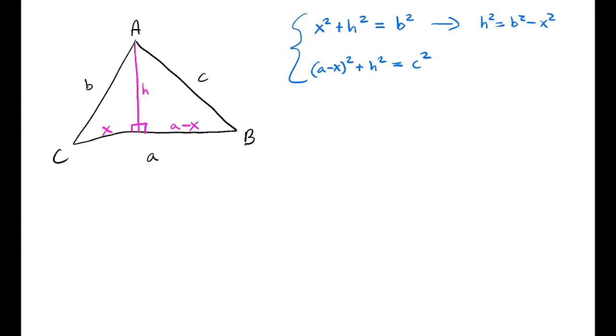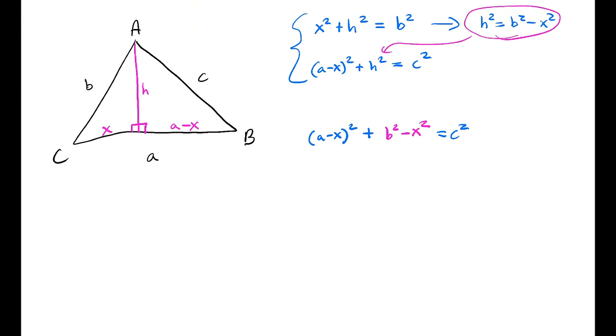So now I'm combining the two, eliminating the variable h, and what we get here, just restating the second equation, is a minus x squared plus, and now I can substitute. Since I know what h squared is equal to, I can just plug that right in. Instead of h squared, I'm going to put in b squared minus x squared there. And that's all equal to c squared. So now I've got one equation.